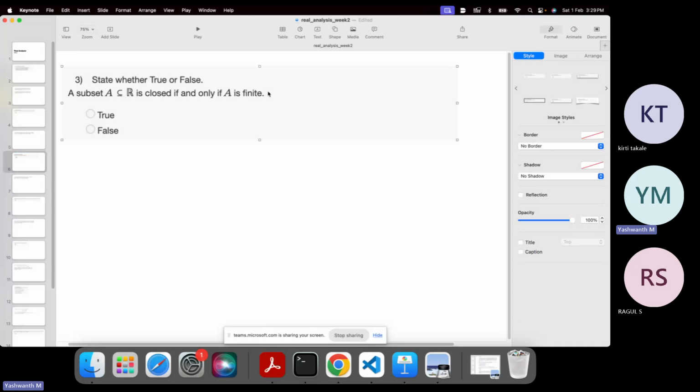So we just discussed in detail that every finite set is closed. So one way of the argument is done, right? If A is finite, it is closed. But the other way of the argument, is it true? If a set is closed, it has to be finite. Not necessarily, right? It's simply closed 0 to closed 1, right? That's an infinite set and it's closed. So it's false.